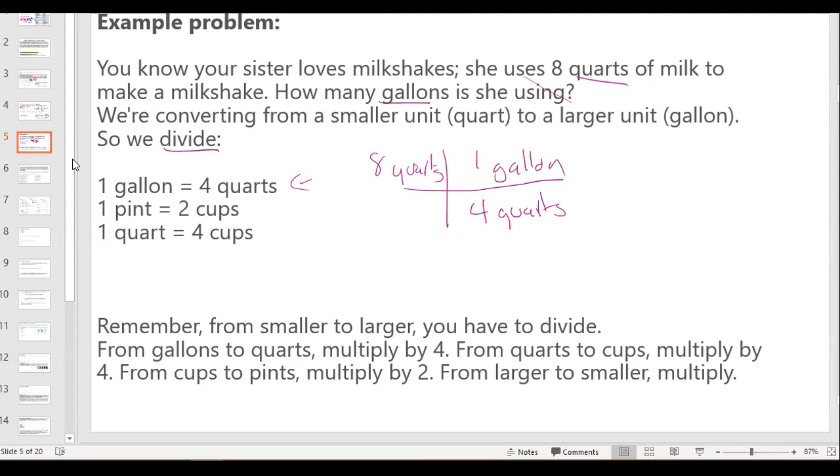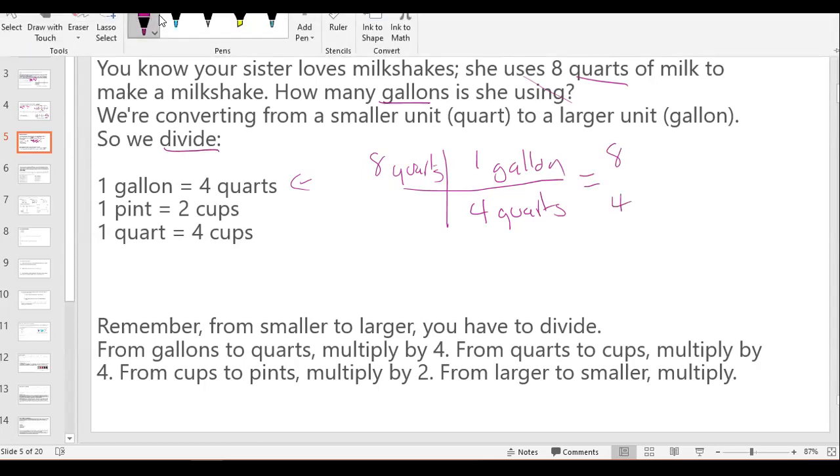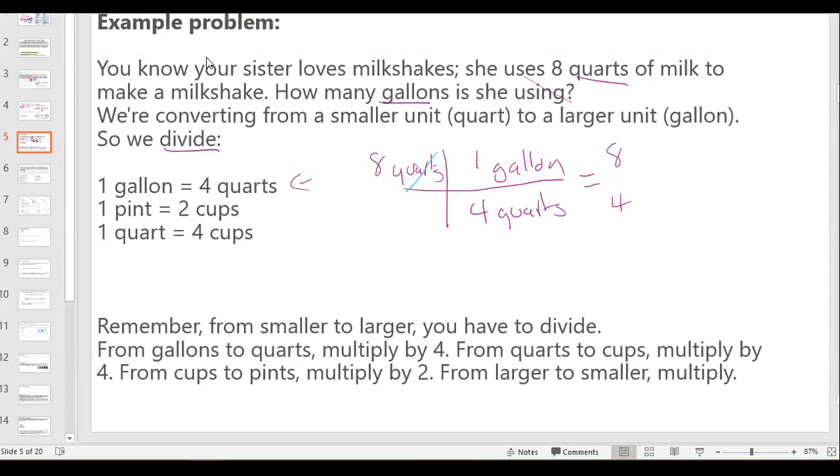See, we said that we're dividing. So 8 times 1, 8, right? And there's nothing here, so I just cross this over. Do my quarts cancel out? Quarts, quarts. And what am I left over? Gallons. So 8 divided by 4? 2 gallons. Okay. That's using the train track method.